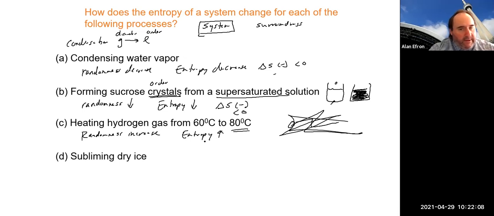And remember, when our entropy increases, kind of different than a lot of thermodynamic values, it actually becomes more positive, in this case, greater than 0.